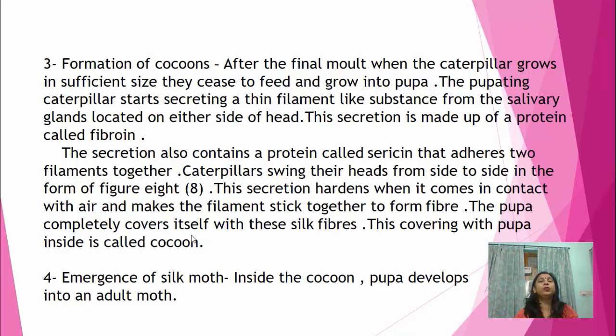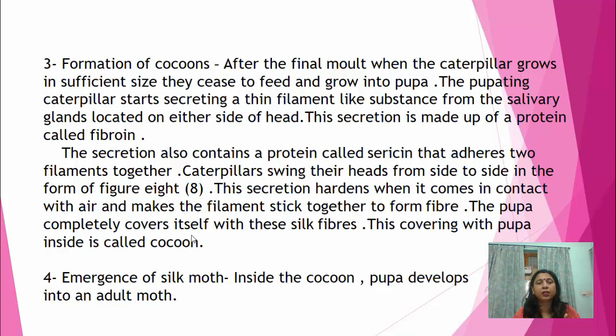into pupa. And this pupating caterpillar starts secreting a thin filament-like substance from the salivary glands located on either side of its head. Means उसका जो head होता है, उसके दोनों तरफ salivary glands होते हैं, उसमें से एक thin filament means fiber-like structure निकलता जाता है, secrete करते रहते हैं.